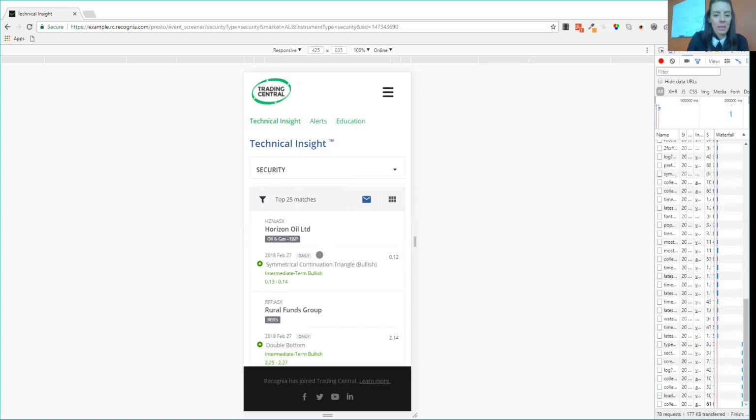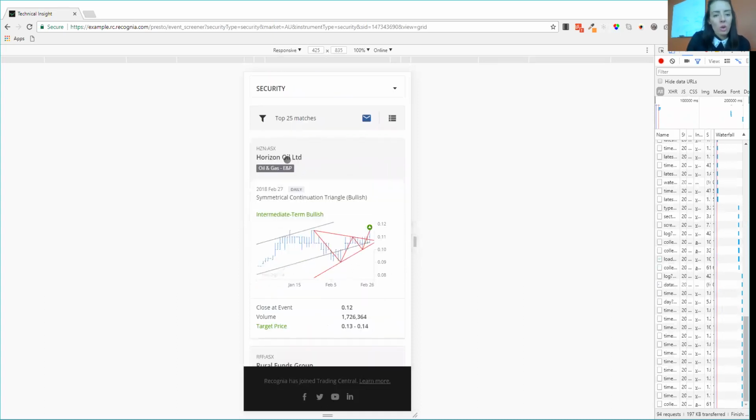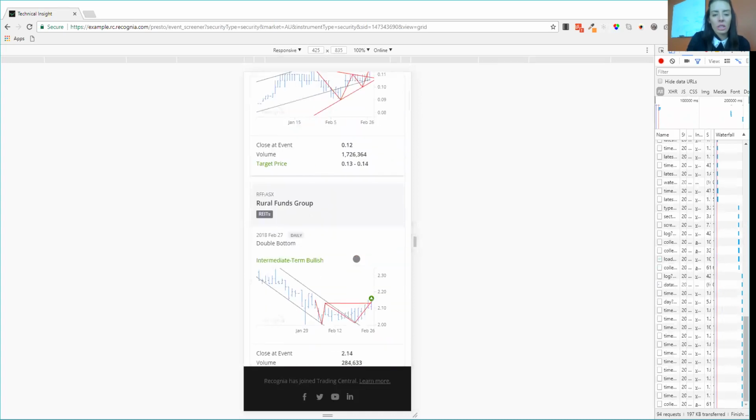I can instantly see which companies have something interesting on the chart. Now, personally, I like to switch over to the chart view because that's where the action happens. So I can instantly see on the go that Horizon Oil in Australia has triggered this beautiful symmetrical continuation triangle pattern. In that market, I'm also seeing a double bottom.